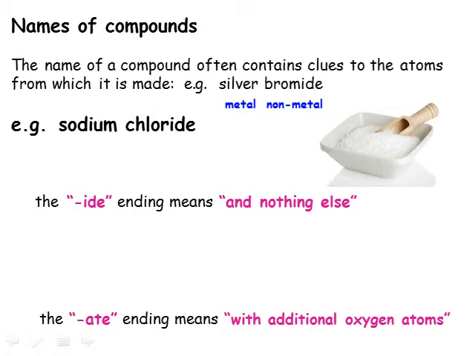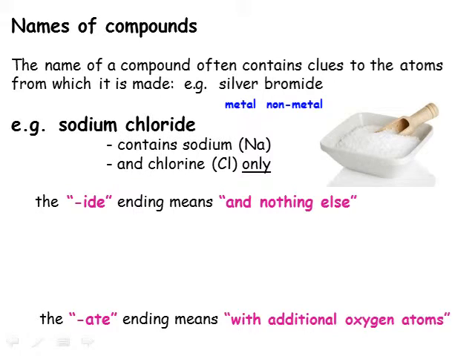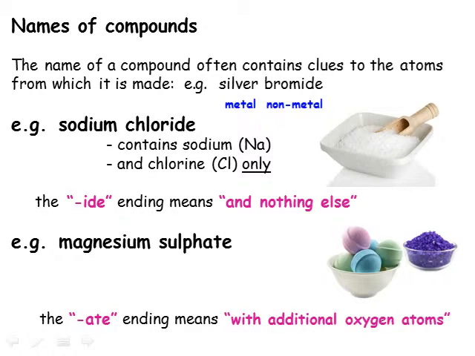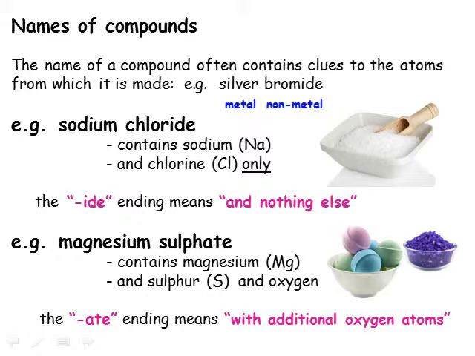Sodium chloride is the chemical name for table salt. We see that the name contains sodium and chlorine, but the name ends in "ide", so there is no additional oxygen in the compound. Magnesium sulfate is used in bath salts. We see from its name that it contains magnesium and sulfur, and the "ate" ending tells us that it contains oxygen too.